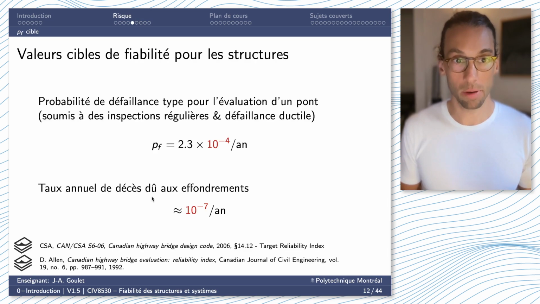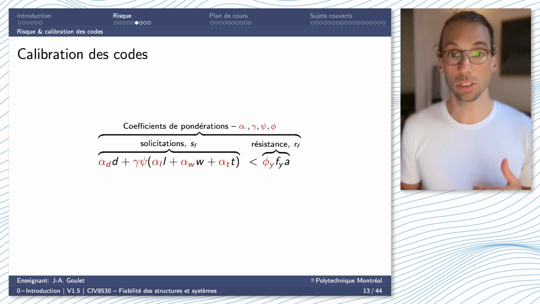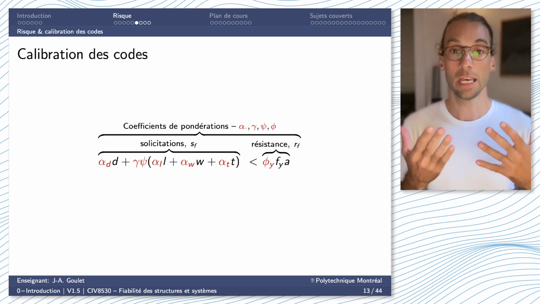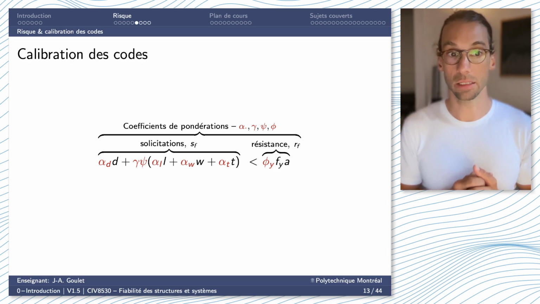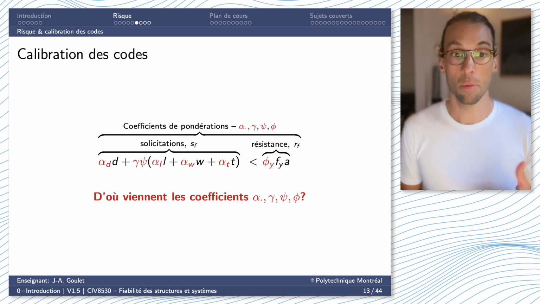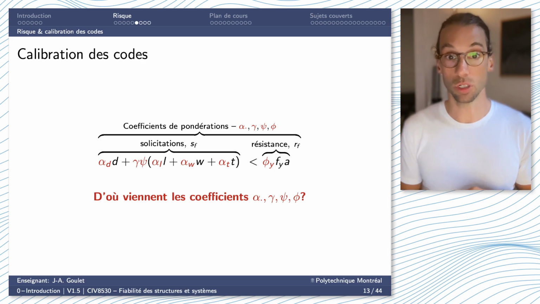Okay, how do we come up to this number? And how do we use it in practice? So in codes, you're going to see that we're not necessarily designing structures with reliability analysis. What we're doing instead is that we're using such coefficients to weight down the value associated with loading and to weight up the values associated with the resistance. But where are those coefficients coming from?